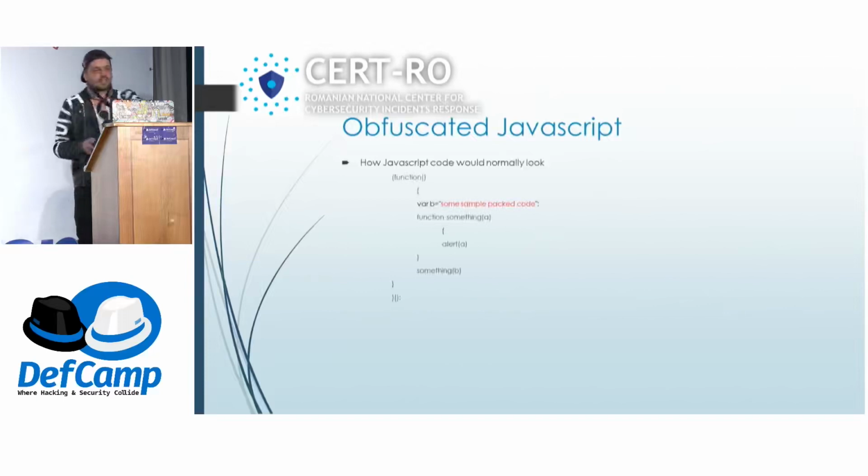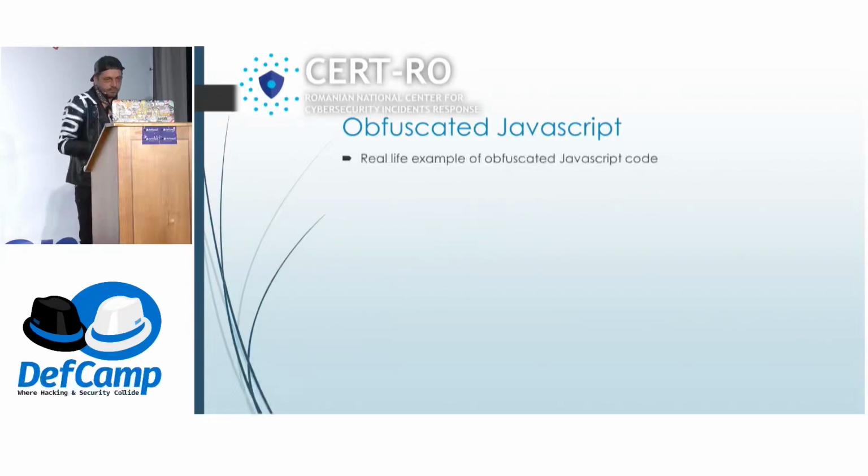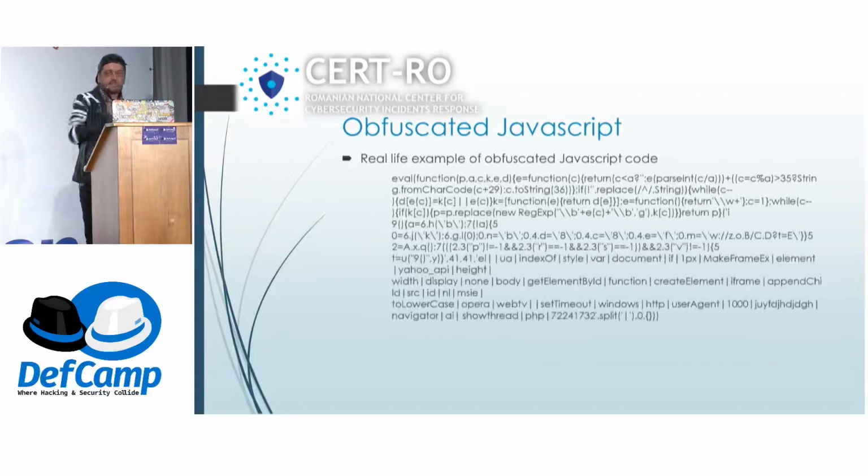Unobfuscated looks like this. So it's pretty readable. The obfuscated version, I don't know if you can see it here, looks nothing like this. Therefore, it's very hard to extract a signature from this obfuscated code. I'll show you a real-life example of obfuscated JavaScript, which we found in the wild.